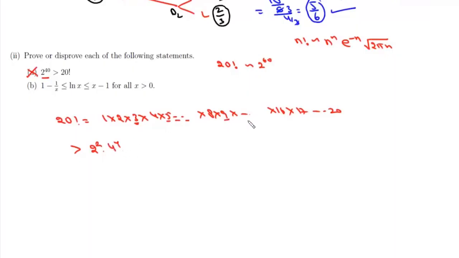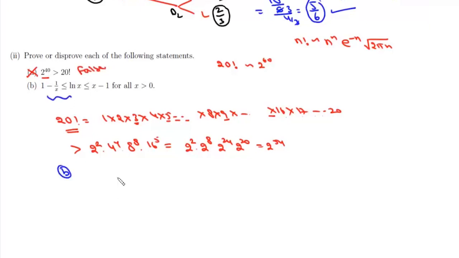In the same way, 9 is greater than 8 up to 15, so it will be 8 to the power 8, and then we'll have 16, 17, 18, 19 and 20, so it will be 16 to the power 5. Now this is 2 square, 2 to the power 8, 2 to the power 24 and 2 to the power 20, which is 2 to the power 54. So whatever the value of factorial 20, it will always be greater than 2 to the power 54, and therefore it is always greater than 2 to the power 40. So this first one is definitely false.